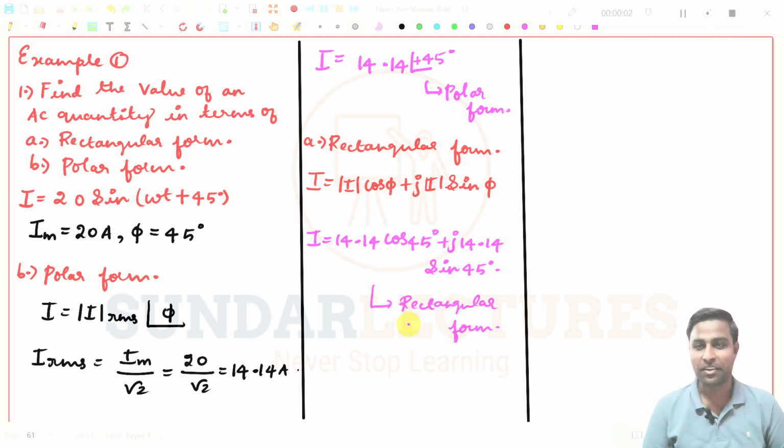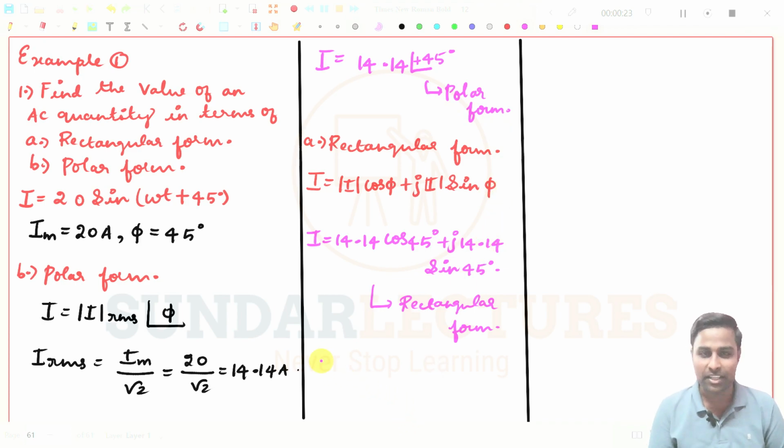Okay, fine. I have missed this one. We have written like this, right? I is equal to 14.14 cos 45 degree plus j 14.14 sin 45 degree. And further we can simplify this. So this one we have written in numbers, but this one we have not written in numbers, right? So 14.14 at an angle of 45 degree, that is nothing but polar form.